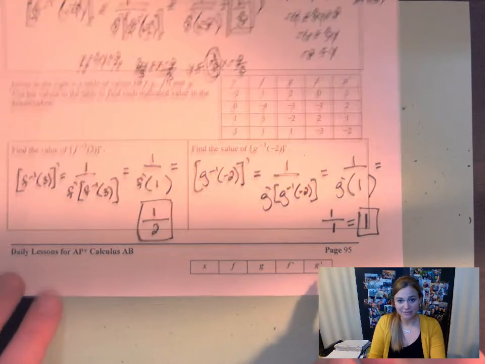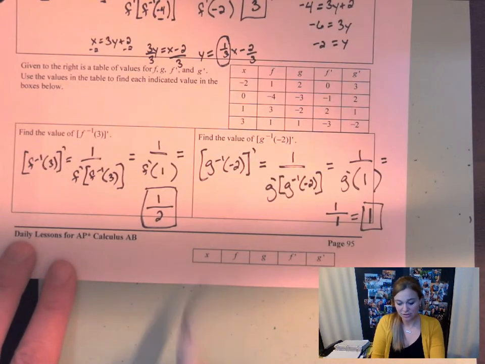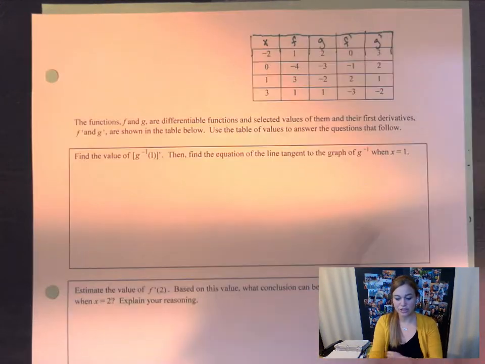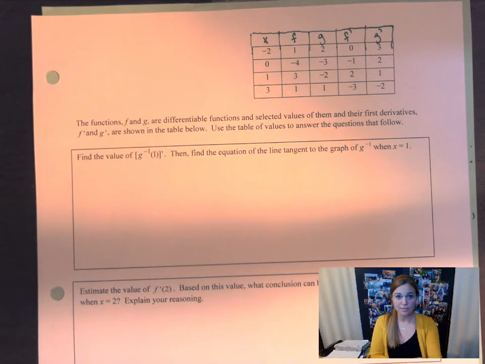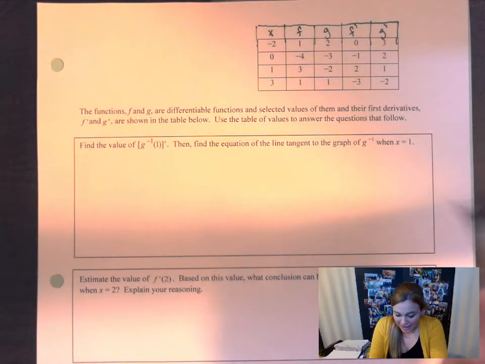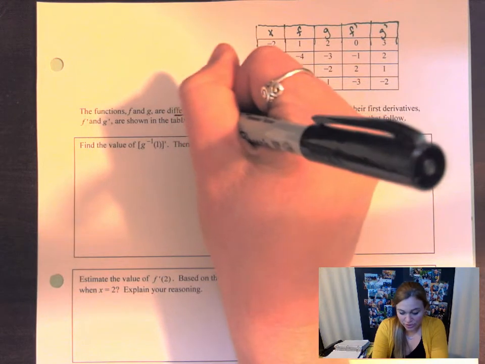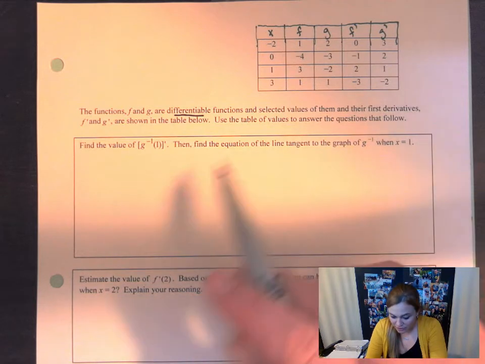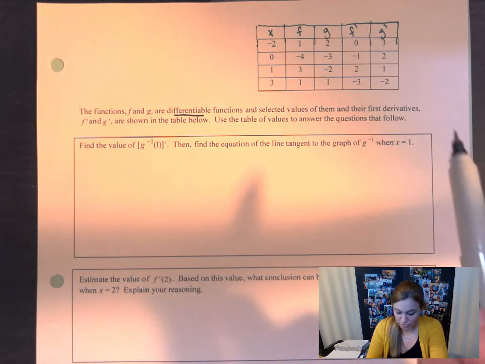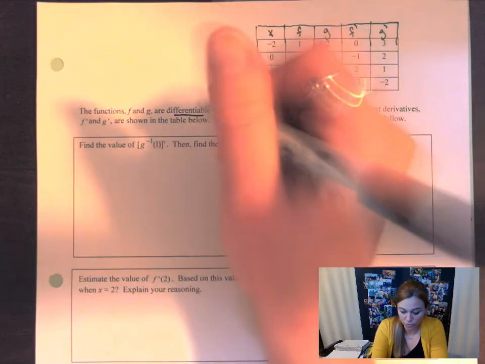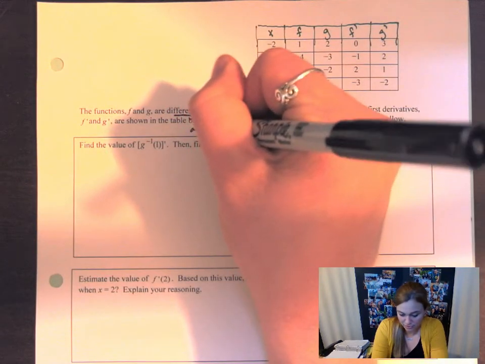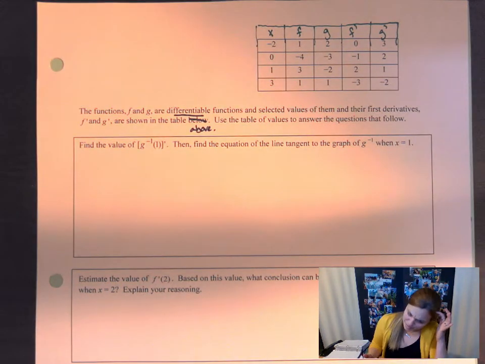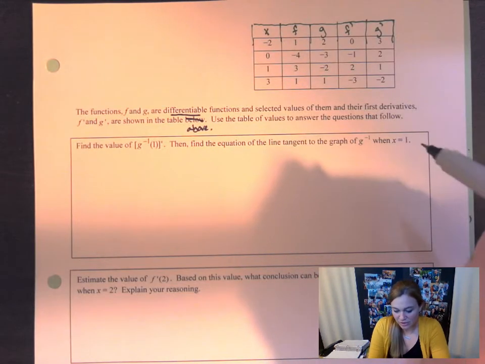This is accidentally from the next page. So this business down here should be on page 96. I already did that, but take a moment and you should do that now. So this is the columns X, F, G, F prime, and G prime. So sorry about that. In this one, F and G are differentiable functions. That's nice, so I know that they're continuous also. And selected values and their first derivatives, F prime and G prime, are shown in the table below. Nice. And by below, we mean above. That's what I meant. Usually when people say below, they mean above. Use this table of values to answer the questions to follow.